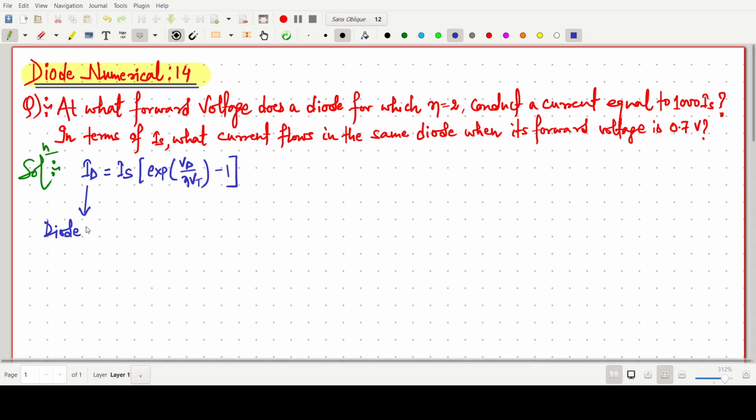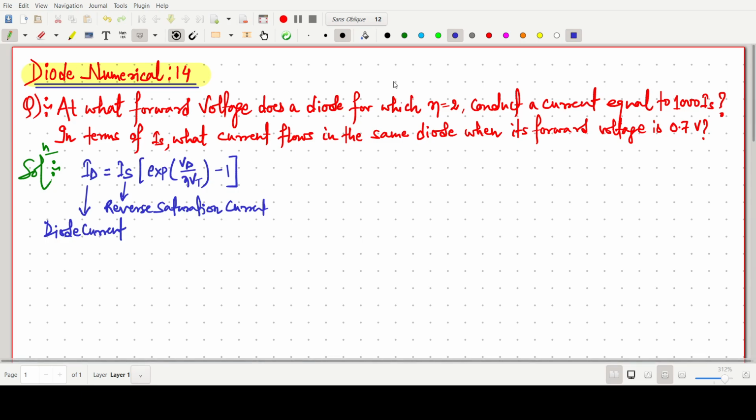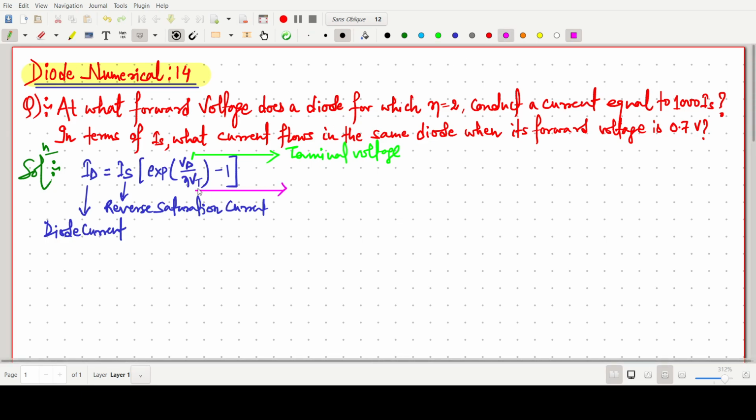ID is the diode current. IS is the reverse saturation current. VD is the terminal voltage. And VT is the thermal voltage, having a value of 25 millivolt.